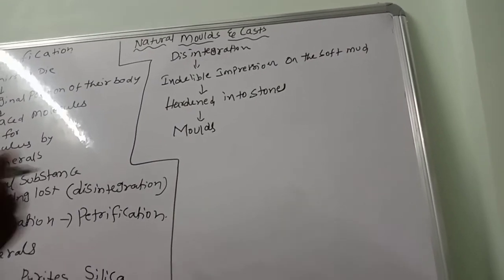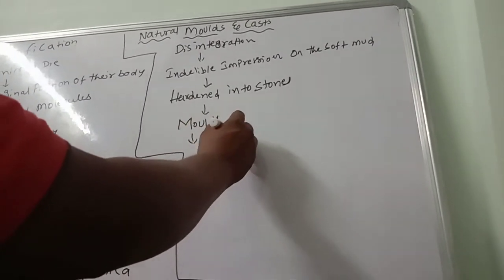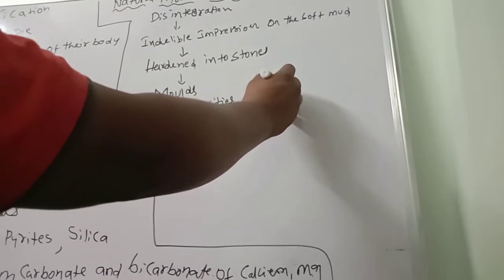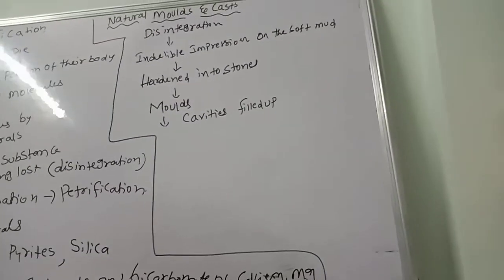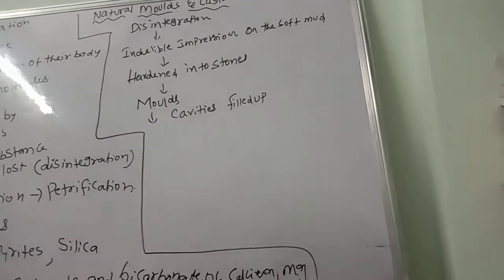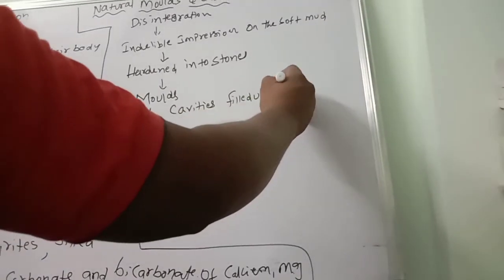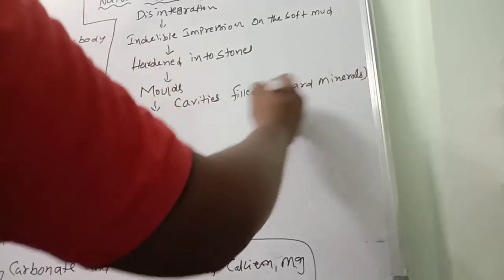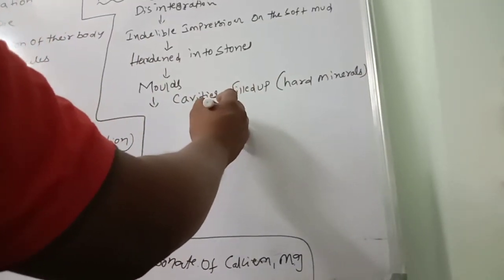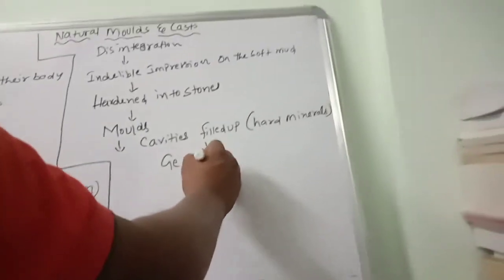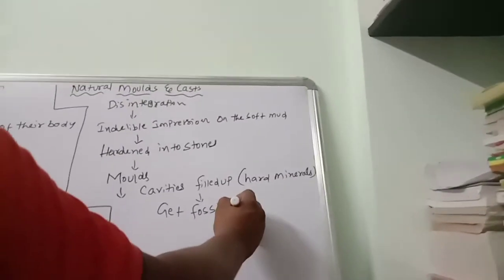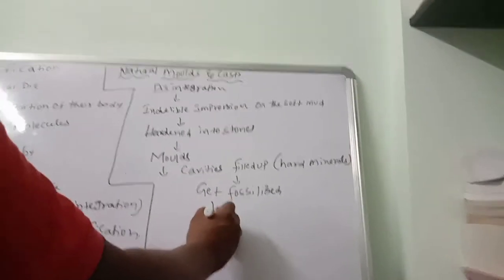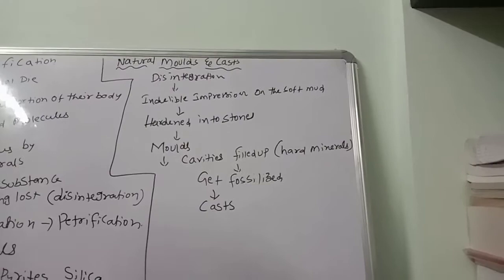The cavities, these cavities, are they filled or not? Very important. If the cavities are filled up with hard minerals, then fossilization will take place, and they get fossilized. These are called casts.